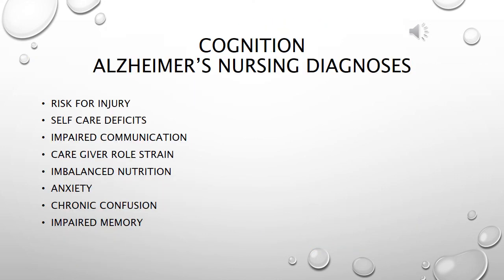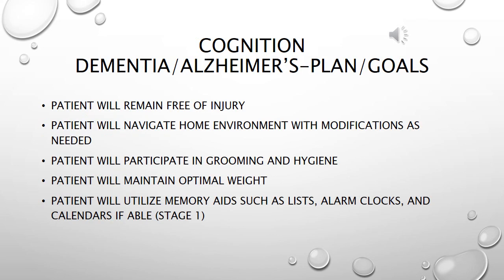for Alzheimer's, the nursing diagnoses that you would focus on are risk for injury, self-care deficits, impaired communication, caregiver role strain, imbalanced nutrition, anxiety, chronic confusion, and impaired memory. The goals for Alzheimer's nursing diagnoses are to ensure that the patient will remain free of injury, patient will be able to navigate home environment with modifications as needed, patient will participate in grooming and hygiene, patient will maintain optimal weight, and patient will utilize memory aids such as lists, alarm clocks, and calendars if able to in stage 1 of Alzheimer's.